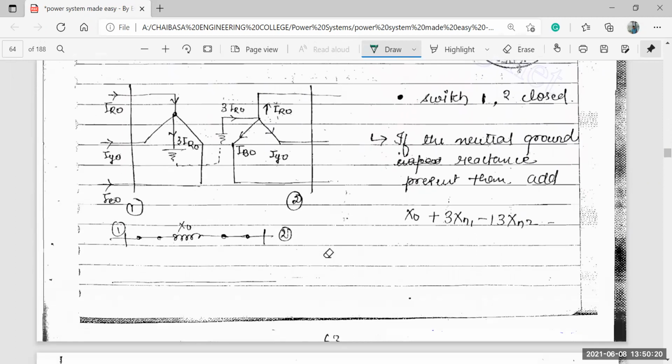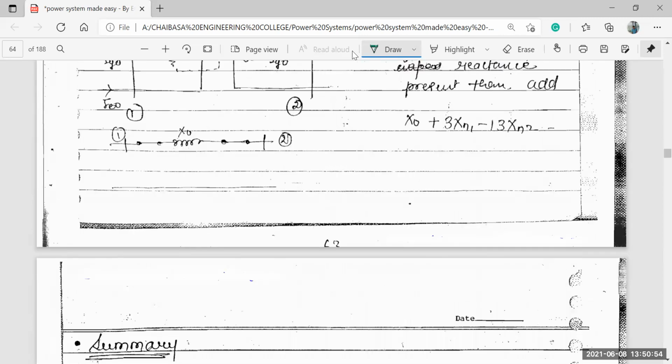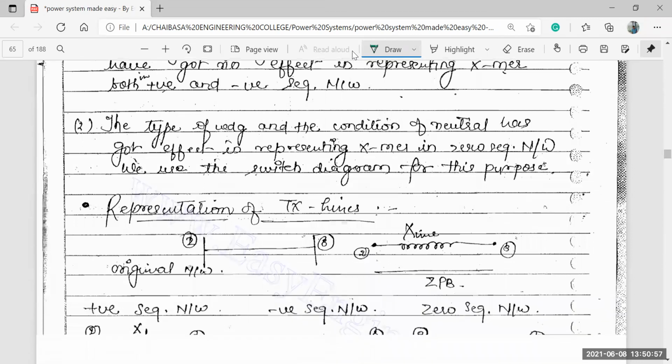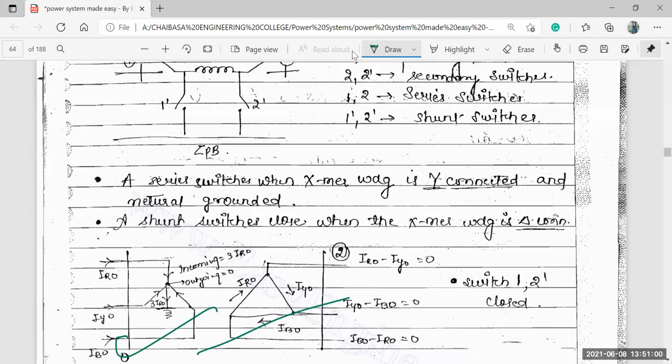Okay, so we'll see these things in upcoming future classes. For now it is more than enough. We'll see in the next class. Okay, thank you for joining. Let me see if we could discuss any of the points, or else in the next class we'll discuss.